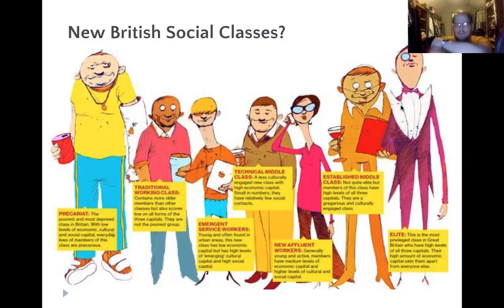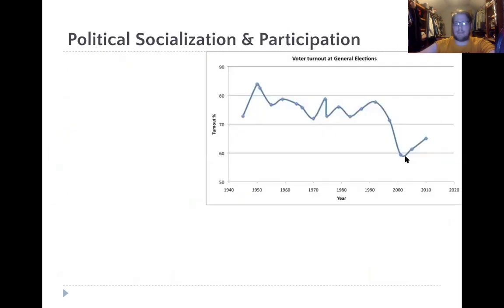And then the last two are the established middle class. These are traditional, well-to-do families who are not the most elite, but are the second-tier families of social systems or circles. And then you have the elite, who are the same as elite everywhere, that they tend to be super wealthy, and with wealth comes social and cultural capital.